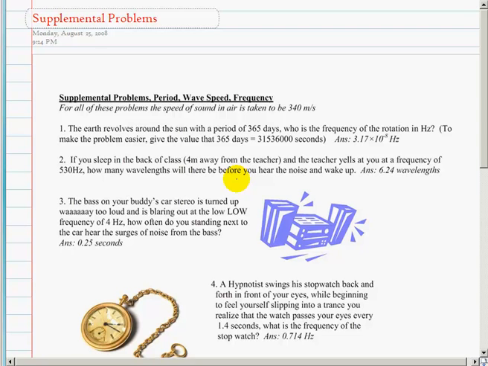So the first thing we want to do is make a what? Make a picture. That's correct, okay? And the point of making a picture isn't to waste your time, but it's to help you visualize what's going on here, okay? So let's take a look at wave problem number 2 here.